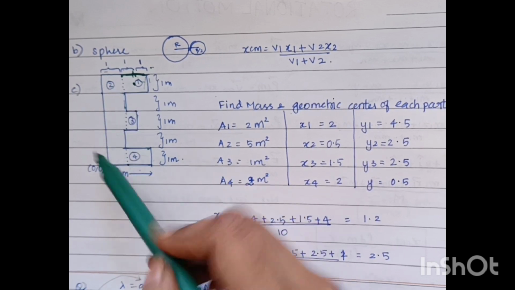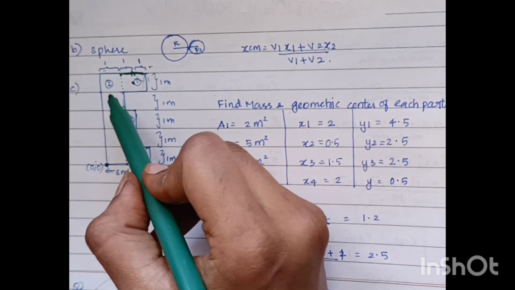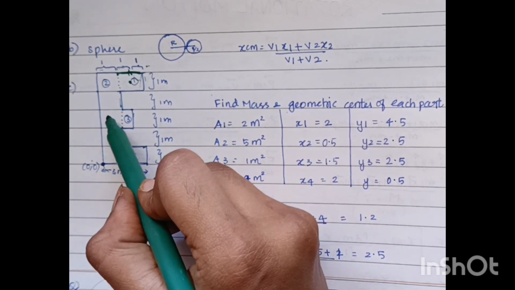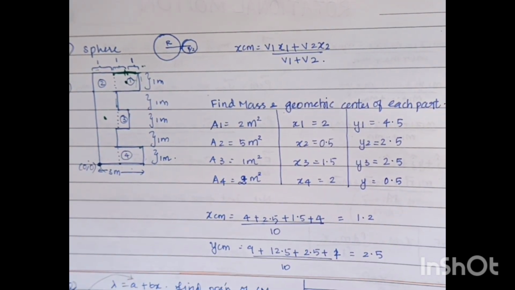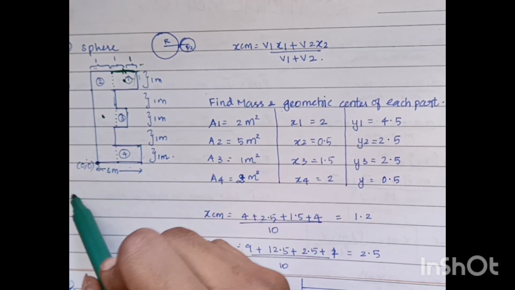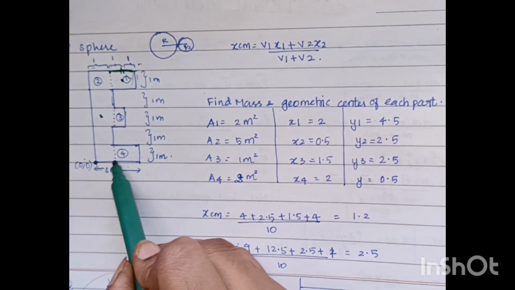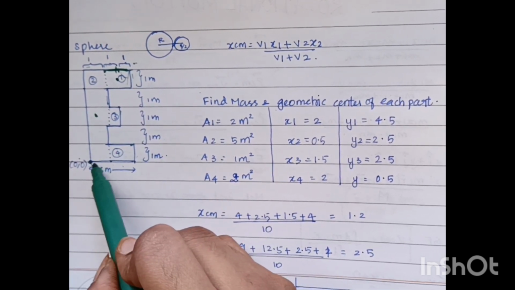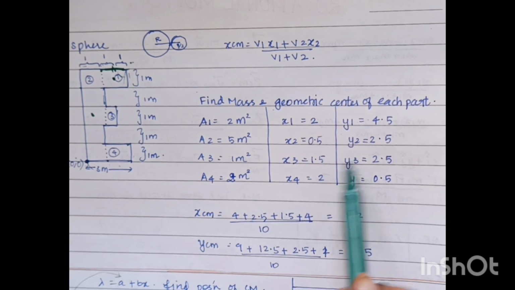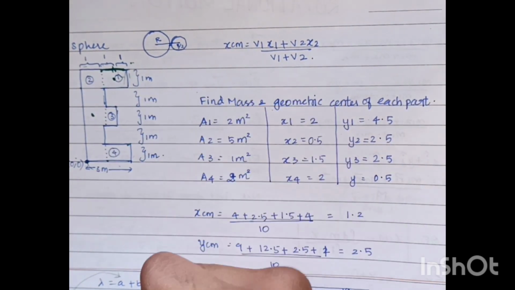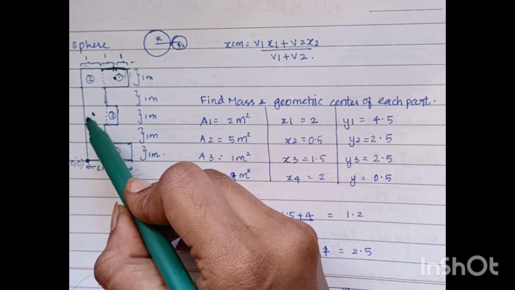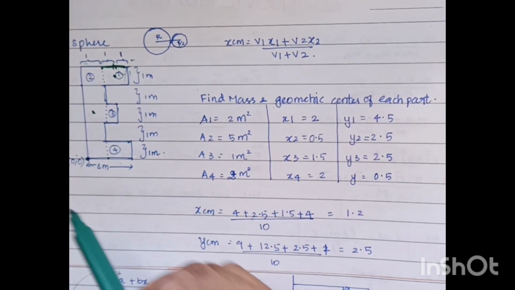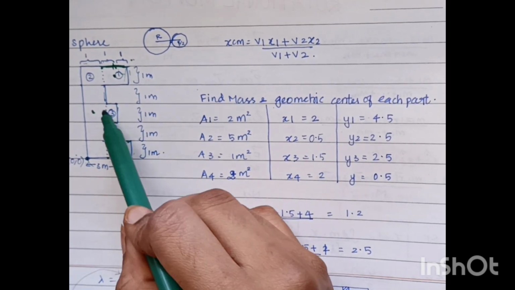So this is the second part. The center of mass will be lying somewhere here. This is a geometrical figure, so we can easily say it. This length is 1 meter, so what will be half of this length? It is 0.5. What about the y coordinate? This whole length is 5, then this length will be half of that, that is 2.5.